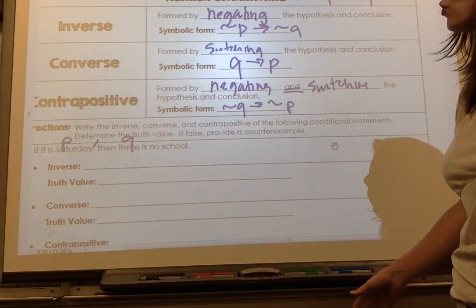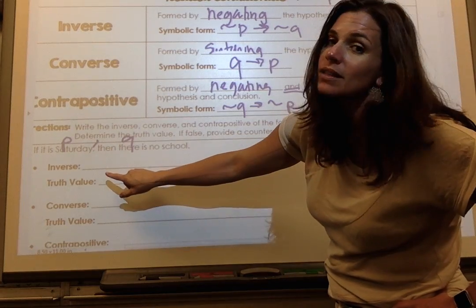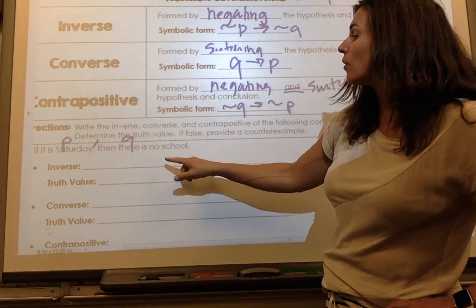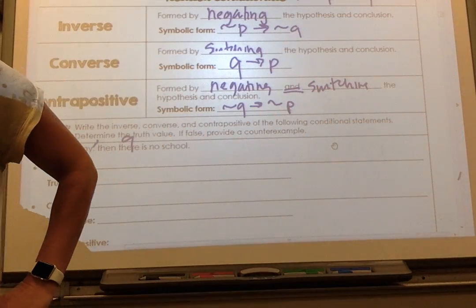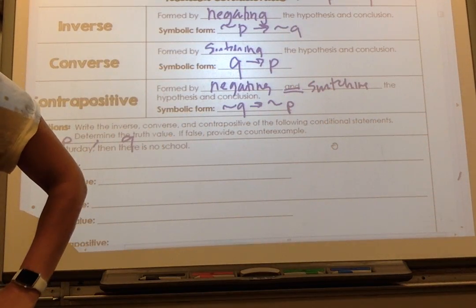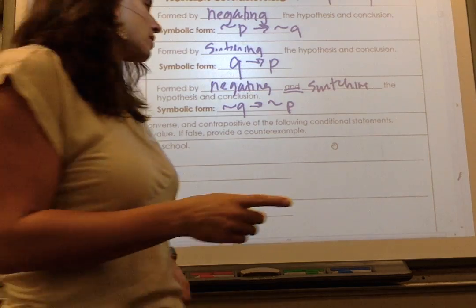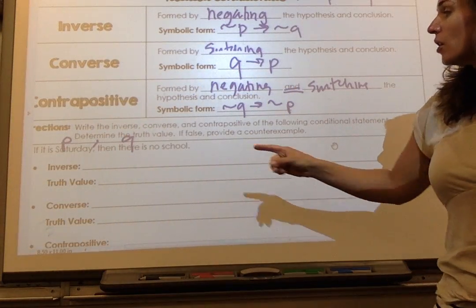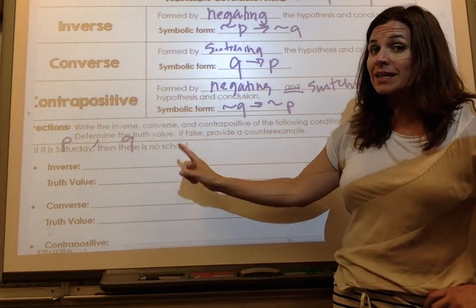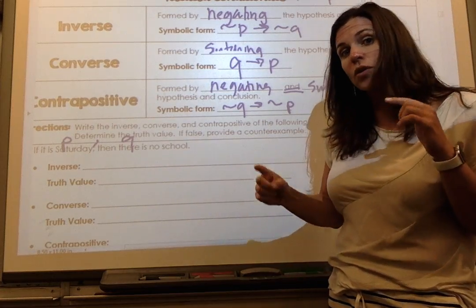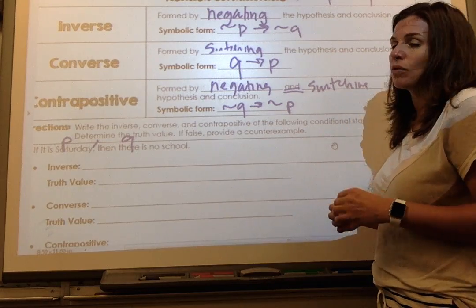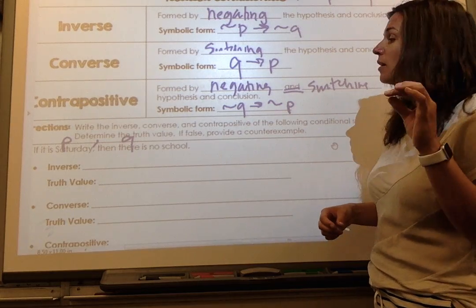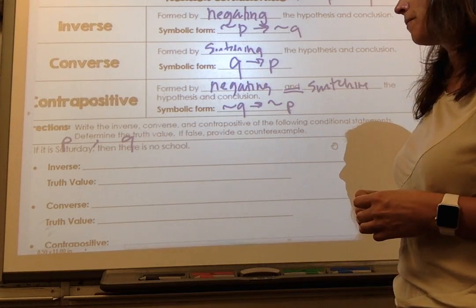So the inverse would read, if it is not Saturday, then there is school. Notice, it's no school. So to negate no, you've got to make it a true statement. So if it is Saturday, then there is school. If it is not Saturday, then there is school.